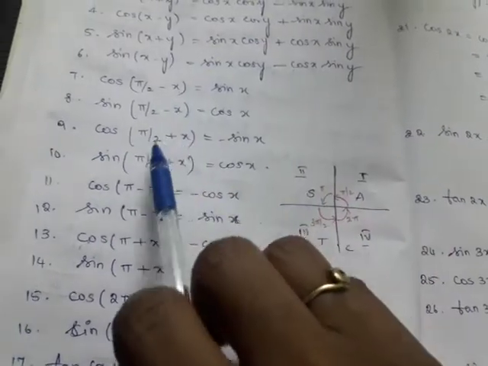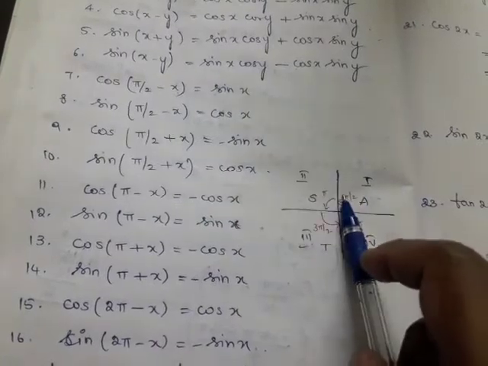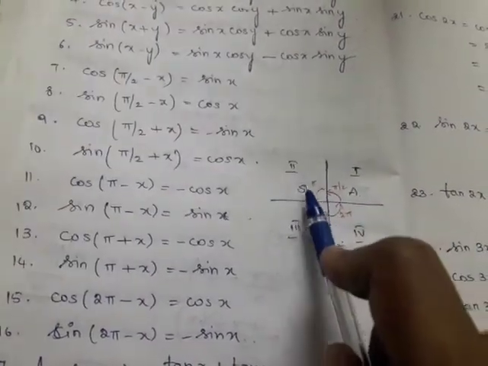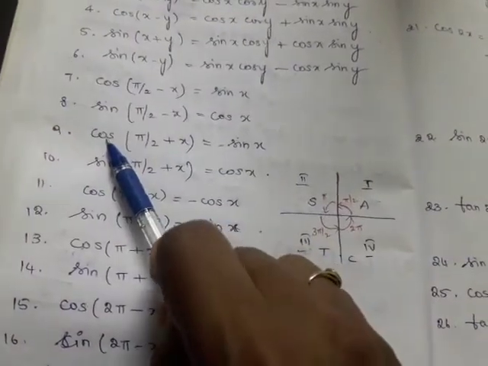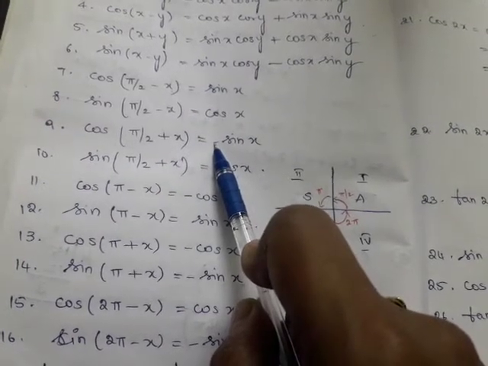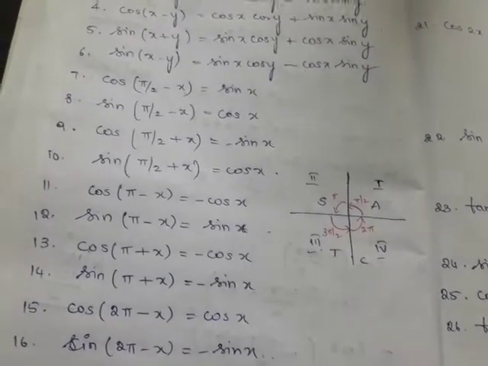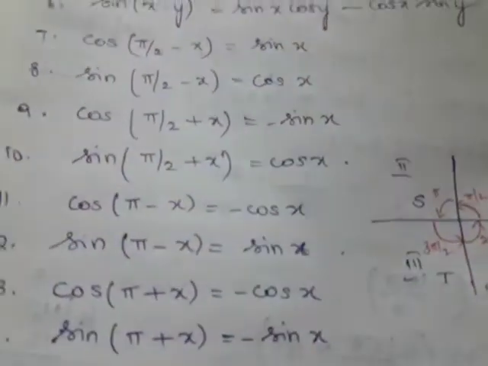Right? When it comes to pi by 2 plus x, what will happen? Plus x means it will move to the second quadrant. In the second quadrant, only sine and its reciprocal is positive. So when it comes to cos, the answer should be negative. Hope you understood. When it comes to sine, the answer should be positive. Now I am talking about only the sign, right? What answer it is going to be, that I told you.